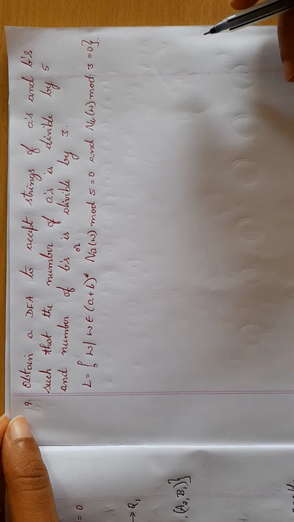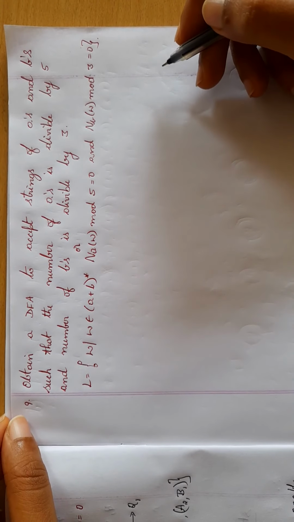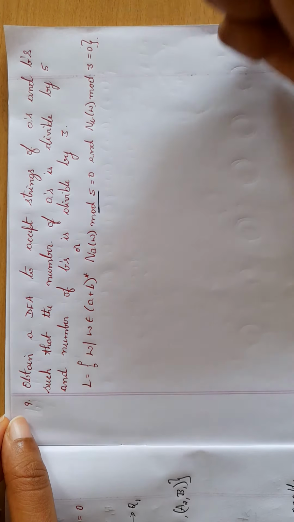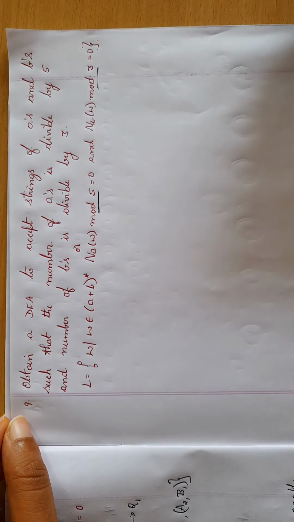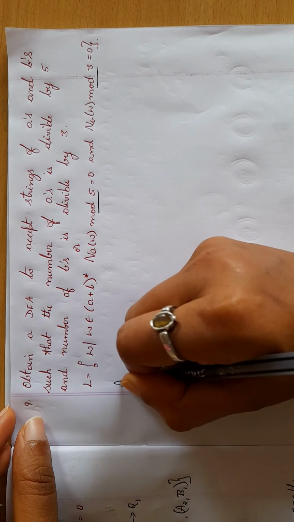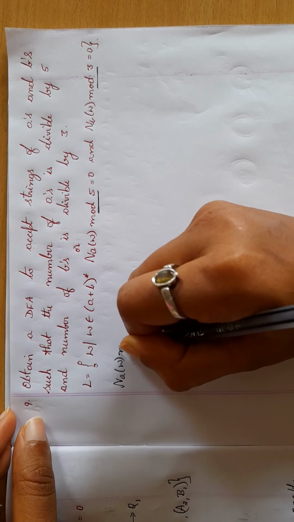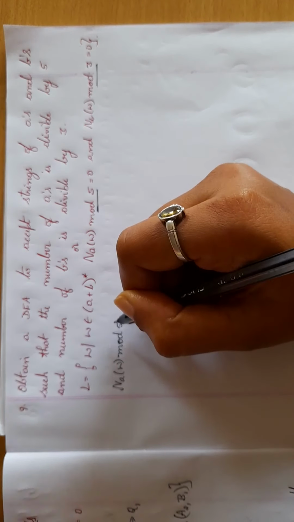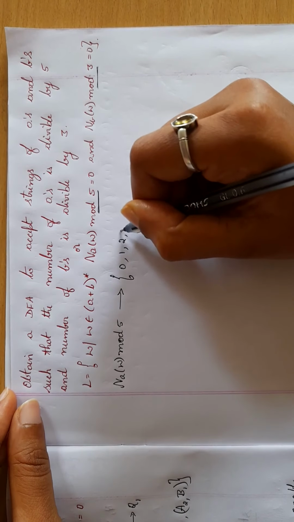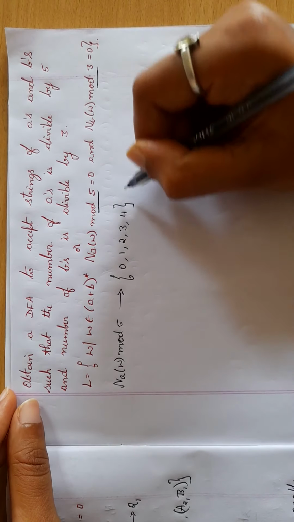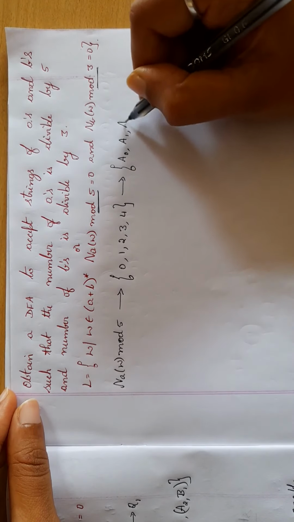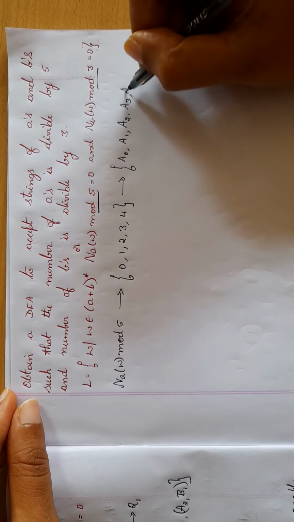The next question is similar to the previous one itself. What is the difference? Here the number of A's mod 3 was 0, and now it is mod 5 equal to 0. So you have to write the combinations with respect to this. I will write first with respect to the number of A's in the given string mod 5. The different combinations you can have are 0, 1, 2, 3 and 4. So I'll take it as A0, A1, A2, A3, A4.